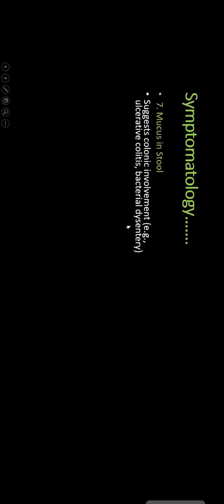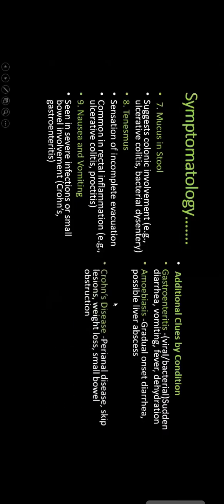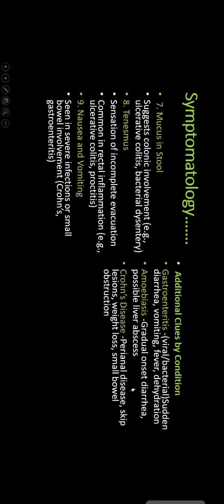Now, mucus in stool is suggestive of colonic involvement, like ulcerative colitis, bacterial colitis, or dysentery, amoebic dysentery. Tenesmus is a symptom of incomplete evacuation of the rectum, commonly seen in rectal inflammatory conditions, that is ulcerative colitis and proctitis. Nausea and vomiting are again symptoms seen in severe infections or small bowel involvement like Crohn's, gastroenteritis conditions. Additional clues by condition: when the patient is suffering from gastroenteritis, the etiology can be viral or bacterial. There is sudden onset of diarrhea, vomiting, fever, and dehydration. In amoebiasis, there is gradual onset of diarrhea or dysentery, and fever and abdominal pain are seen when there is possible liver abscess.